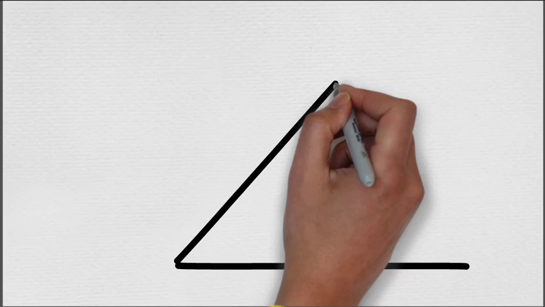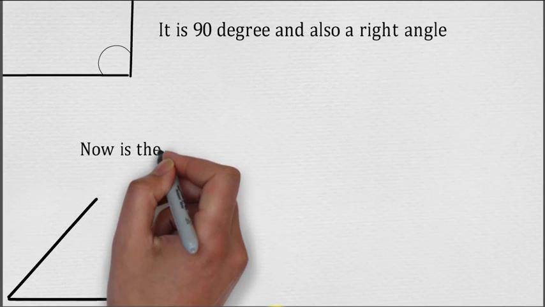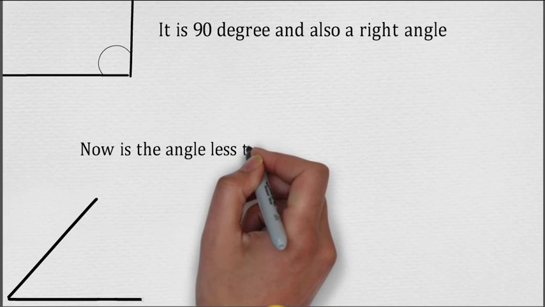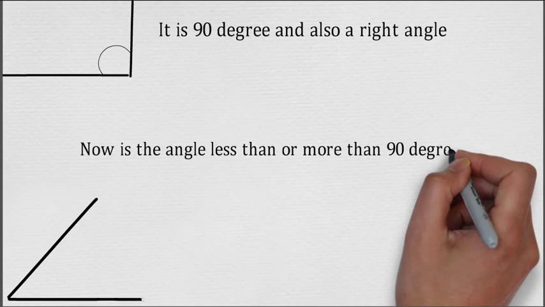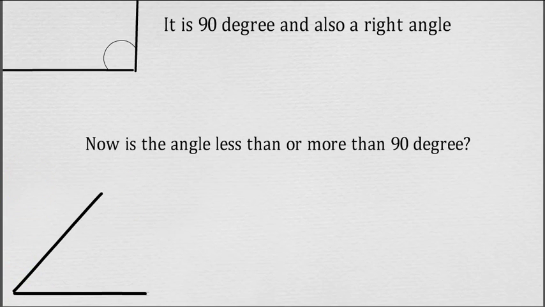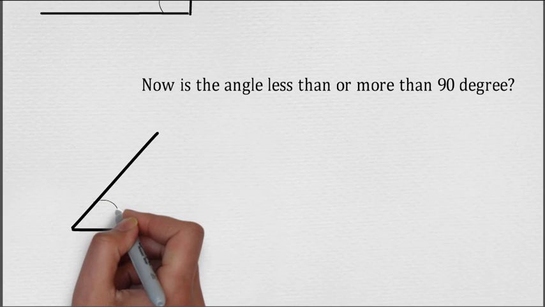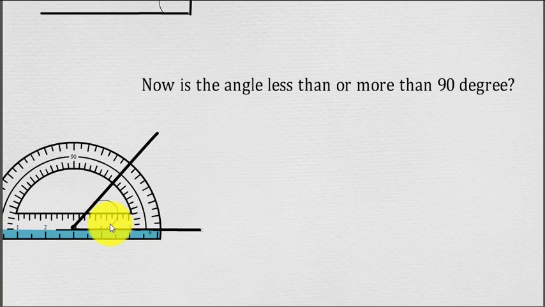Okay, let us draw another one. If we are using the protractor, is the angle less than or more than 90 degrees? Can you tell the difference here? If it is 90 degrees, it would be straight here, you know. So I think this is less than 90 degrees. Do you have a guess now? If we put a protractor here, yes, it is less than 90 degrees.